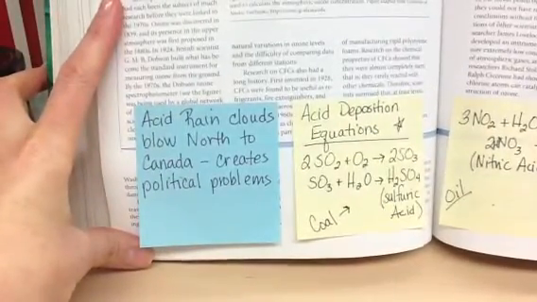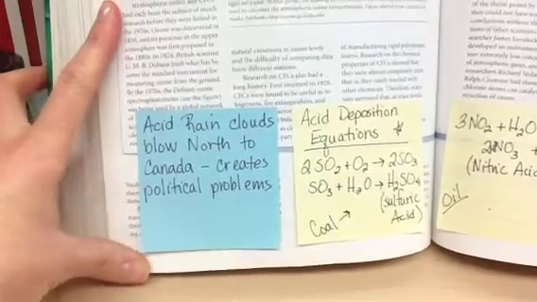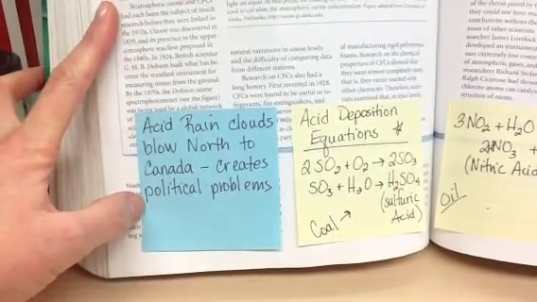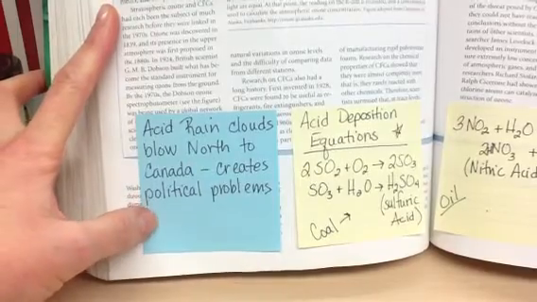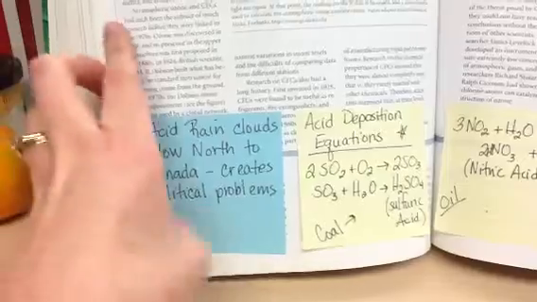Acid rain clouds blow north into Canada from the U.S., and this creates political problems because Canada did not pollute the air, we did, and the atmospheric winds blow it to Canada, and they don't like that very much, and you can't blame them.